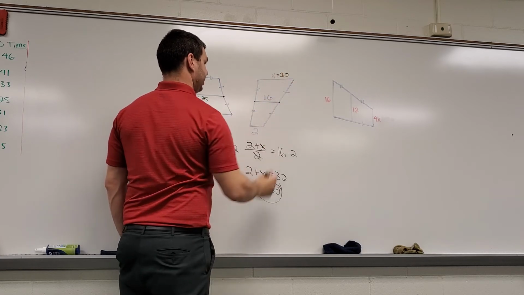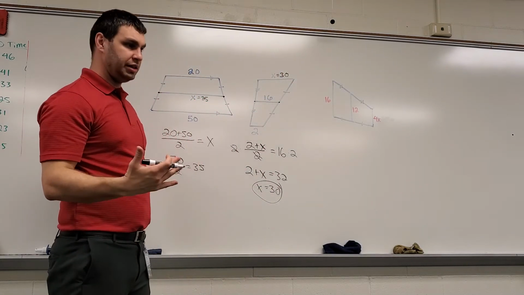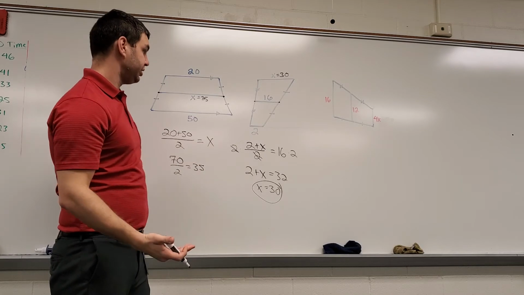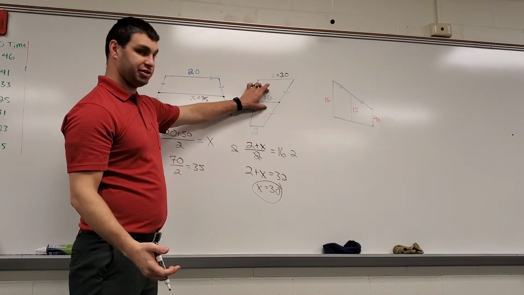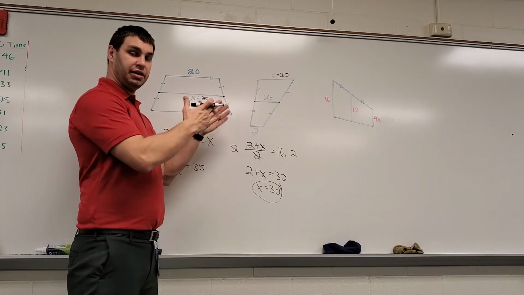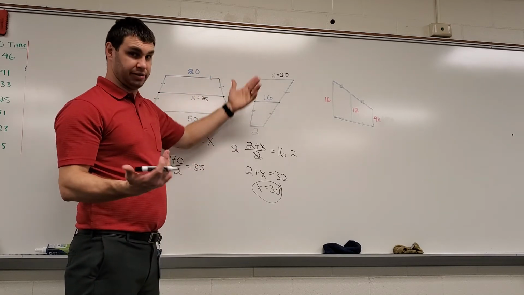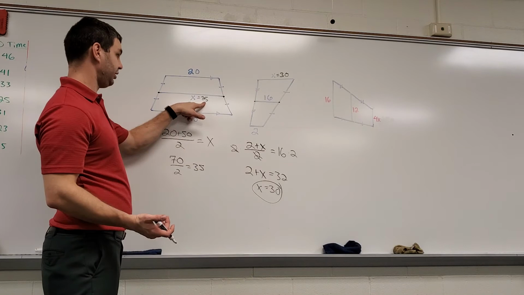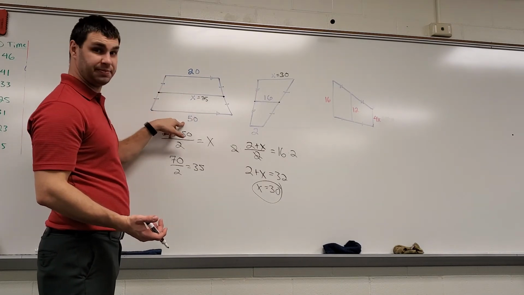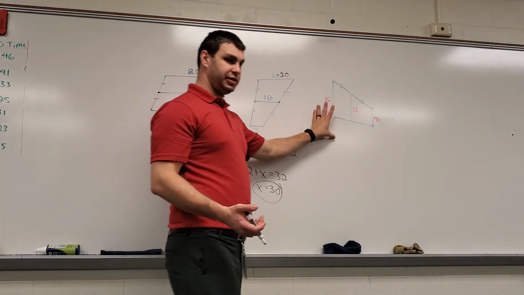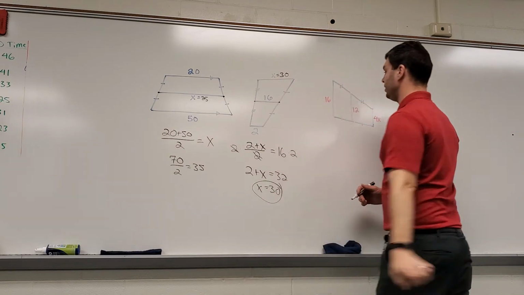One way you can check these as you go, to know that you're at least going in the right direction, is the midsegment should be a number that's between the bases. So is 16 between 2 and 30? Yes, it is. All right, if we go back to this one, is 35 between 20 and 50? Yeah. All right, let's move into something a bit tougher now, and that's this one.